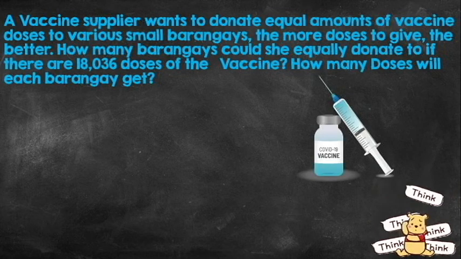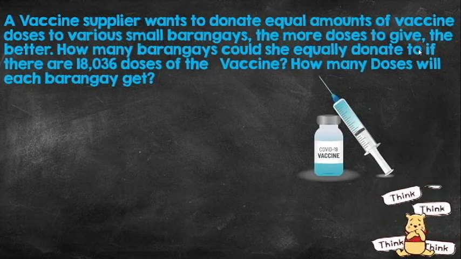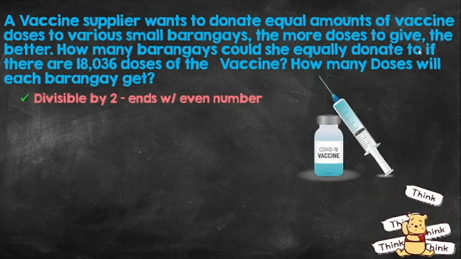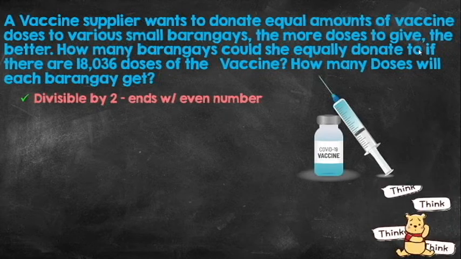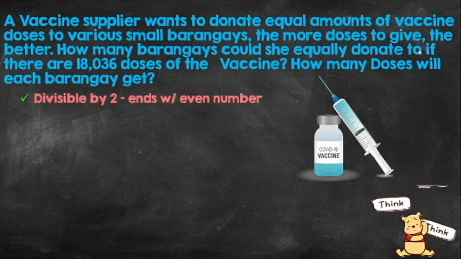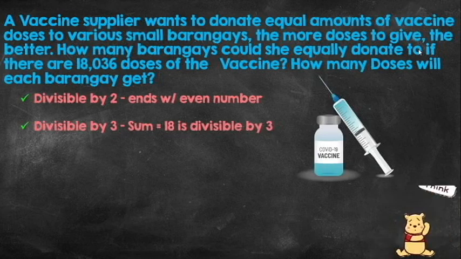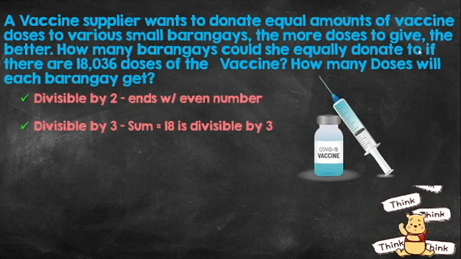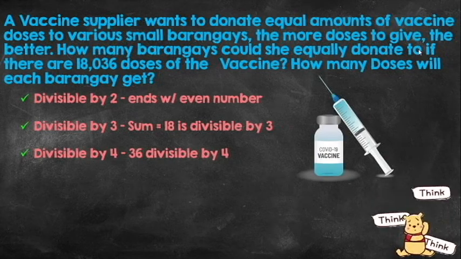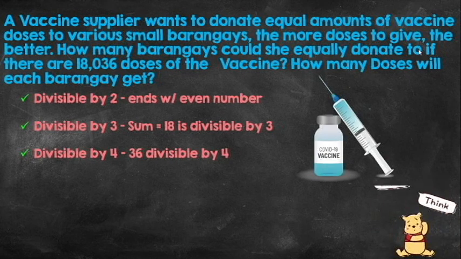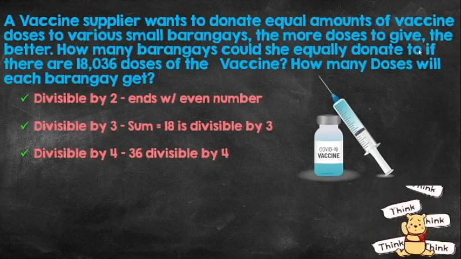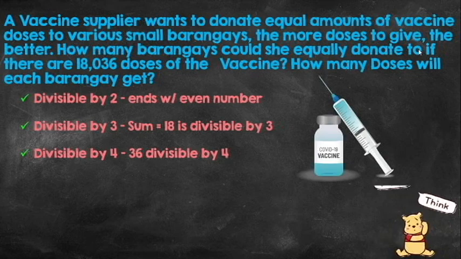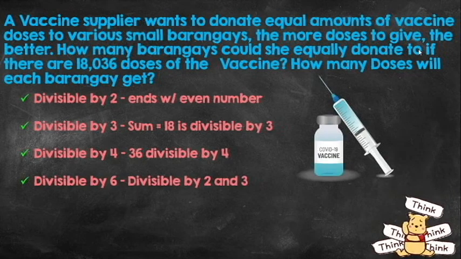18,036 ends with an even number, which is 6. So it is divisible by 2. And when 18,036 is all added up, the answer is 18. So it is divisible by 3 as well. Divisible by 4 because 36, which is the last 2 digits, is divisible by 4. It is not divisible by 5, nor by 10 because it does not end with 0 or 5. But since it is divisible by both 2 and 3, it is also divisible by 6.